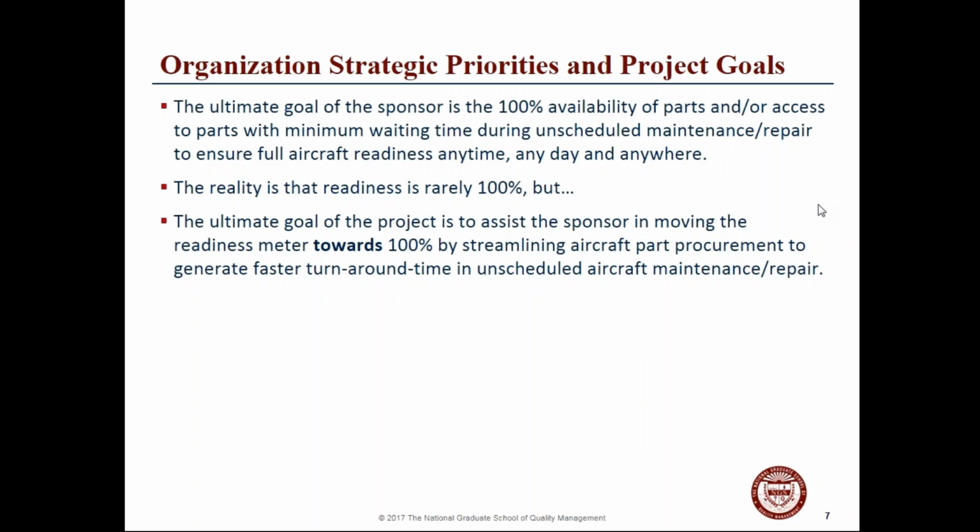Looking into the organization's strategic priorities and project goals, the main thing I would say is that the unit right now, this shows what, in a best case scenario, we would like for the unit to get to. However, the unit is rarely at its full readiness level. Nevertheless, as you see in the bottom part, the ultimate goal of the project is to assist the sponsor in moving the readiness meters towards 100%. So no matter the difficulties we've experienced in getting the parts, we will maintain our goals for this project, which is to assist the sponsor in achieving mission readiness for the aircraft.